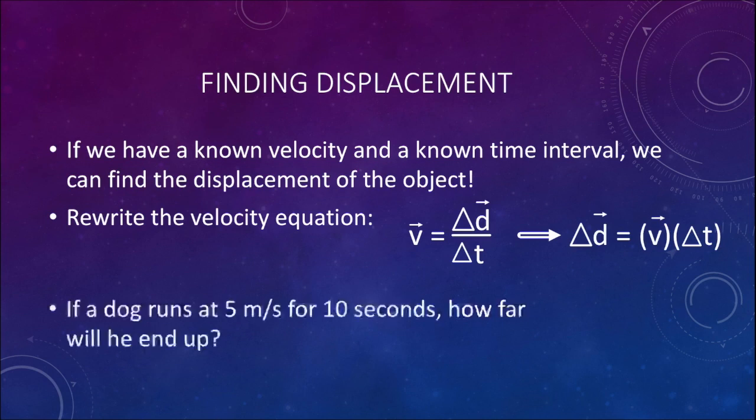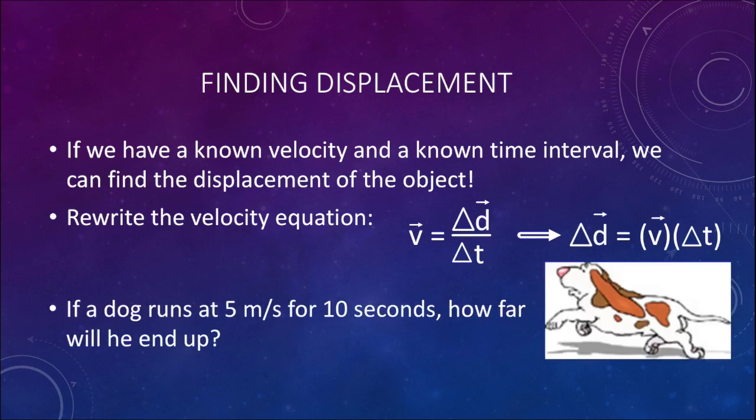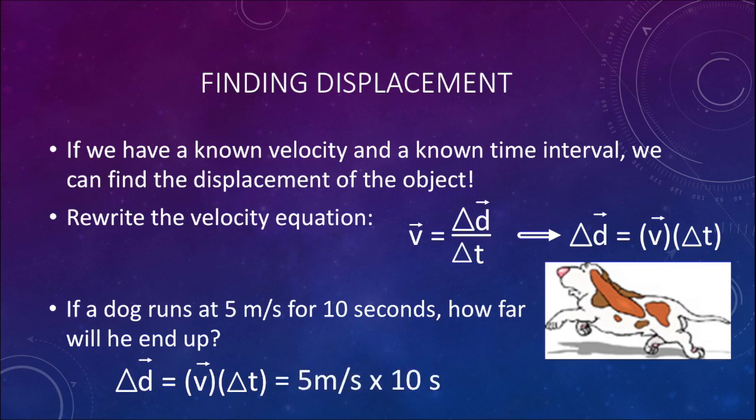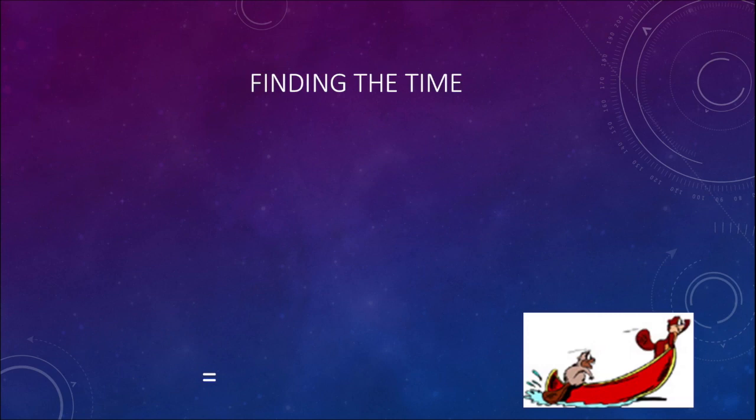For example, if a dog runs at 5 meters per second for 10 seconds, how far will he end up? We find d equals vt from our earlier equation. The dog runs at 5 meters per second for 10 seconds, so he will end up 50 meters away. In this question, remember, you must have a direction at the end because this is a vector. So you can add away as your direction. Similarly, we can find the time.